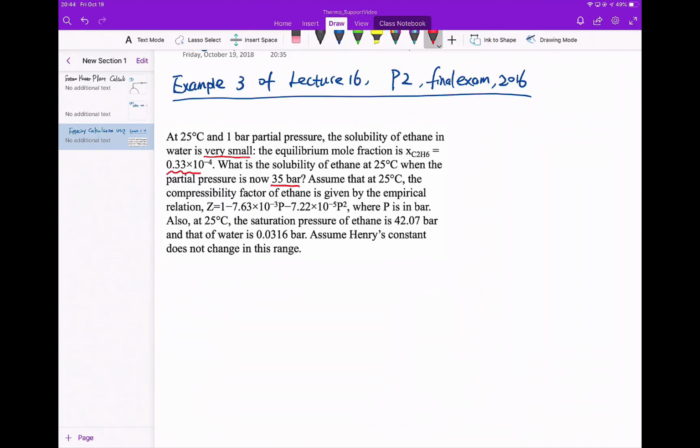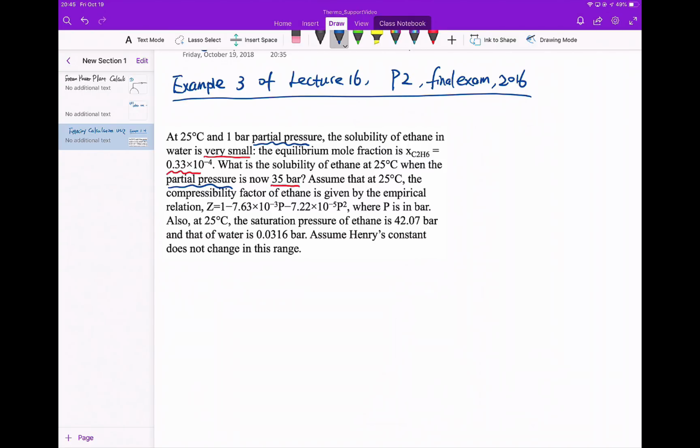So according to the problem statement, the temperature stays the same, but the pressure is changing from 1 bar to a higher 35 bar, and we notice that this pressure is always referred to as a partial pressure. And the other condition is to assume that at 25 degrees C the compressibility factor of ethane is given by the empirical relation Z, the compressibility factor, as a function of the pressure, where pressure is in bar.